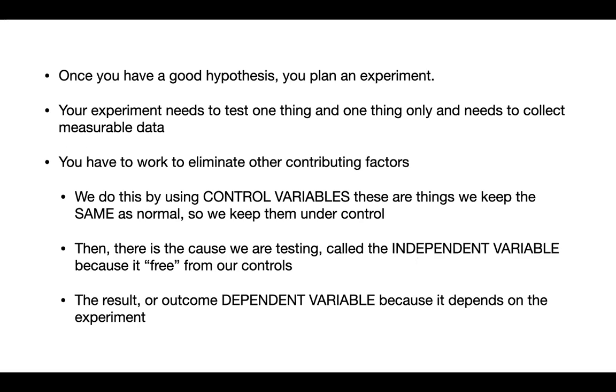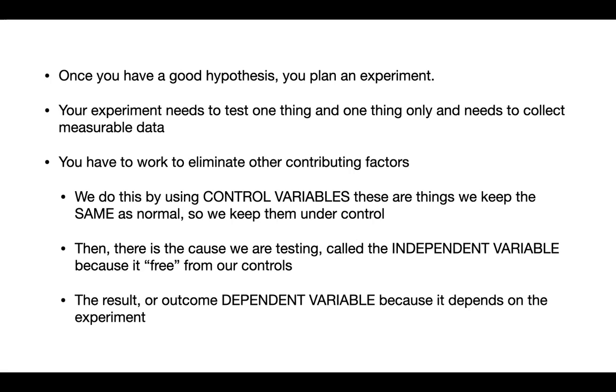Now, once you have your hypothesis, you can start your experiment. An experiment needs to test one thing, and it needs to test one thing only. And it needs to collect measurable data, as we mentioned before. You need to work to eliminate all the other contributing factors. So for example, if you are measuring which type of shoe makes you run the fastest, you want to make sure that the shoe is the only cause of your results, and you want everything else to stay the same.